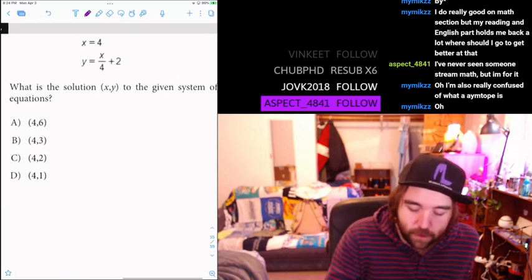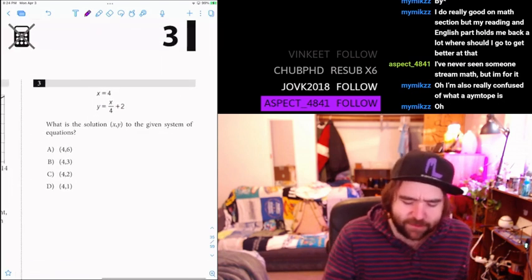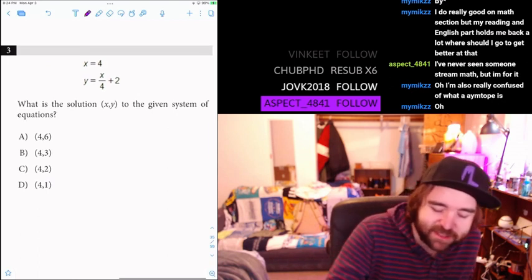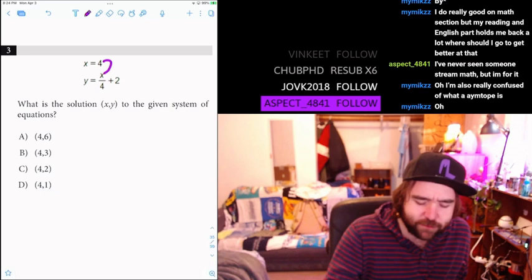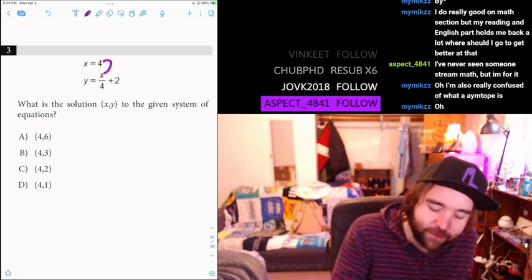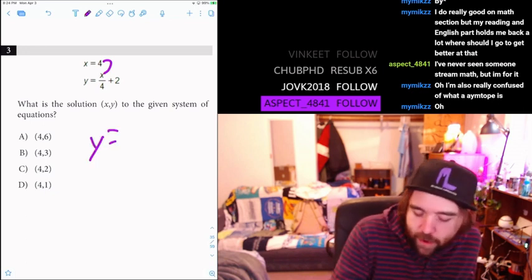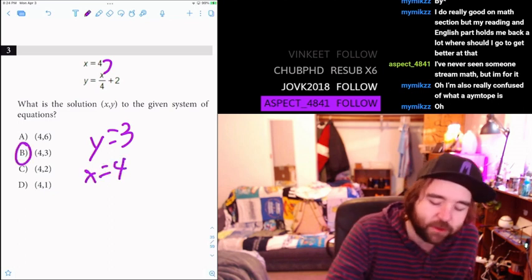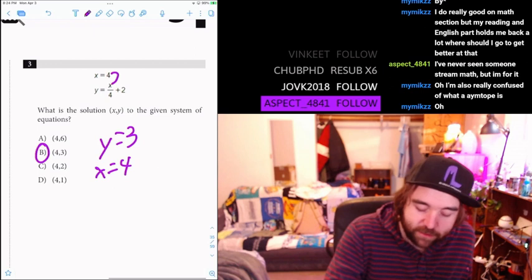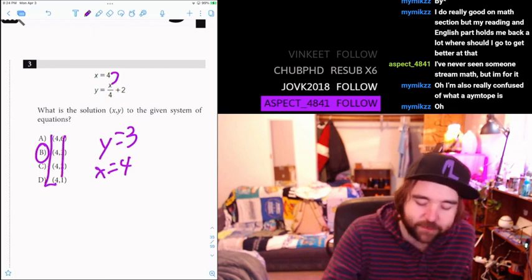Okay. Next, just a little quick substitution. I guess you can call this a system. All you got to do is make x equal to 4. 4 over 4 is 1. 1 plus 2 is 3. Oh, and then it's how do you write the answer. But see what we get then. We get y equals 3 and x equals 4. So that would be this one. Also, notice how all those are 4. So we're really just picking the last number.